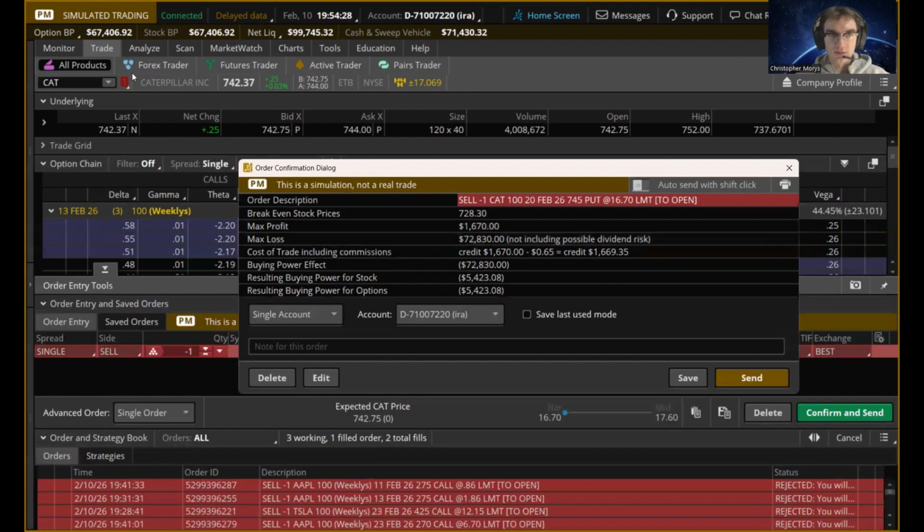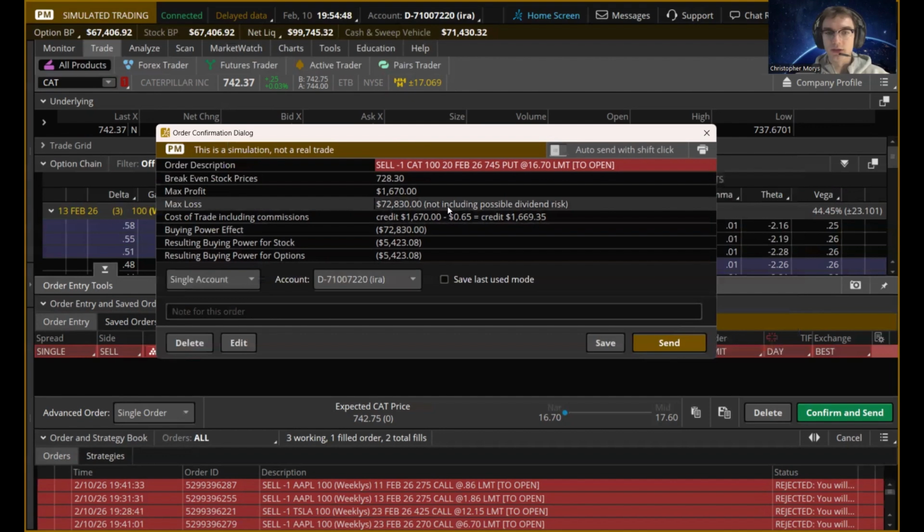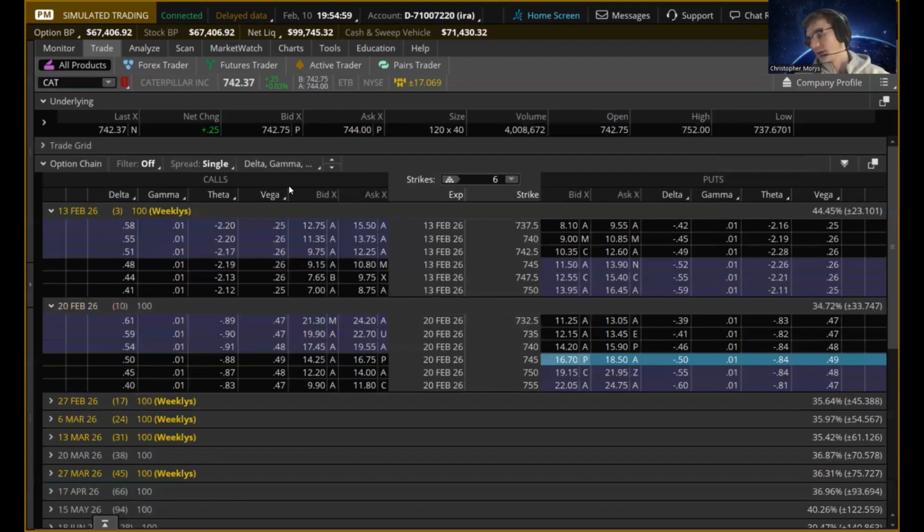So max loss. I'm not going to take this trade because I only have $67,000 in liquidity. I'm not going to potentially lose more than what's in my account. However, I just wanted to show you guys this is how you would write a put on an underlying security. Delete that.